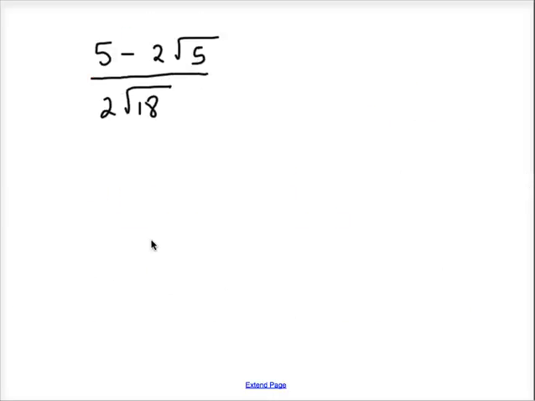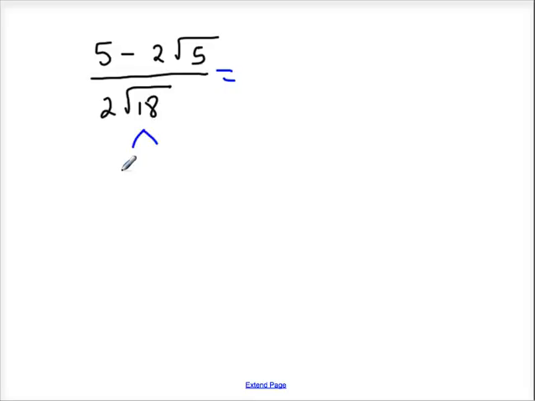Okay, let's look at another one. Same type, binomial over single term, binomial. 2 radical 18. So in this case, let's look at this one a little easier. Rather than multiplying by radical 18, what can I do now? You can simplify? Yeah, I can simplify my radical 18.